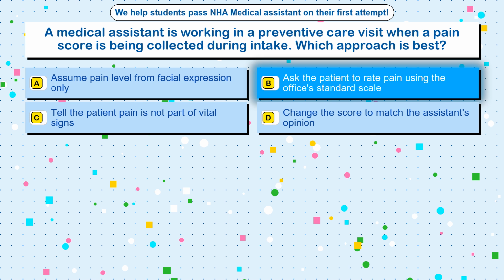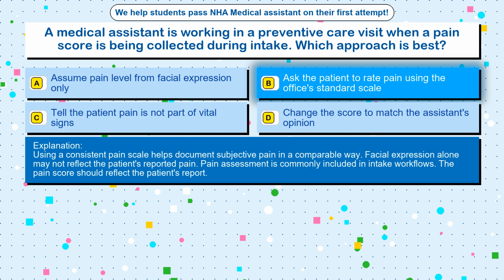Ask the patient to rate pain using the office's standard scale. Using a consistent pain scale helps document subjective pain in a comparable way. Facial expression alone may not reflect the patient's reported pain. Pain assessment is commonly included in intake workflows. The pain score should reflect the patient's report.